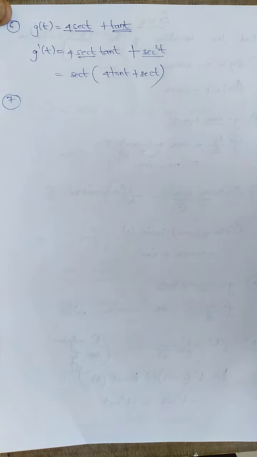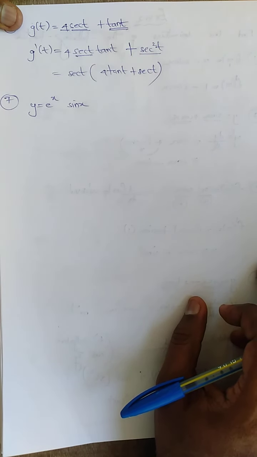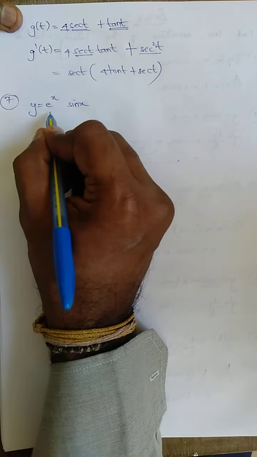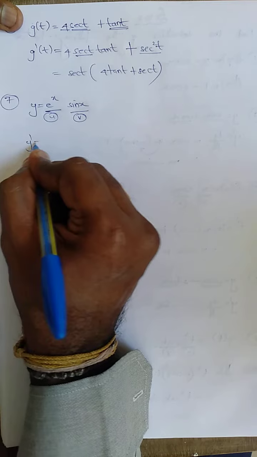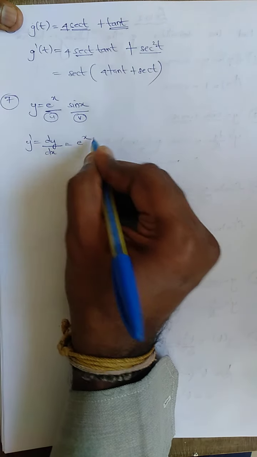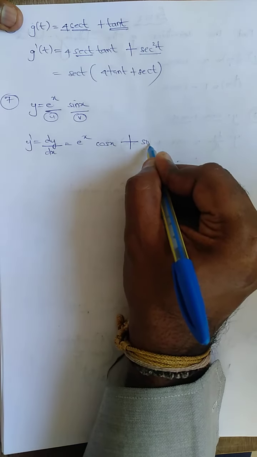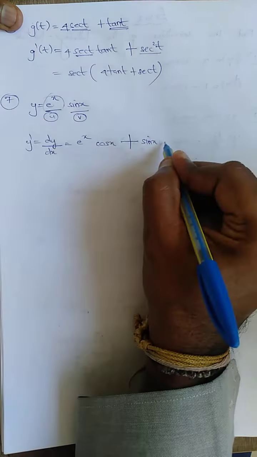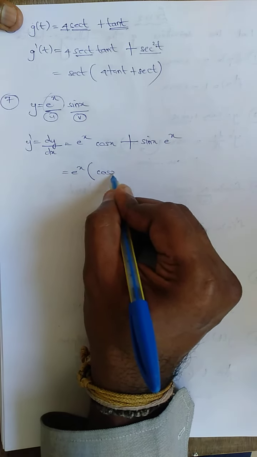Next, seventh sum. Y is equal to e power x sin x. This is a product rule. I have taught you while taking the introduction itself. This is going to be u. This is going to be v. Y differentiate is, you can say y dash or you can say dy by dx. First, I keep e power x as it is. Differentiate of sin x is cos x plus. Now, keep sin x as it is. E power x differentiate is e power x. So, take e power x outside: cos x plus sin x.